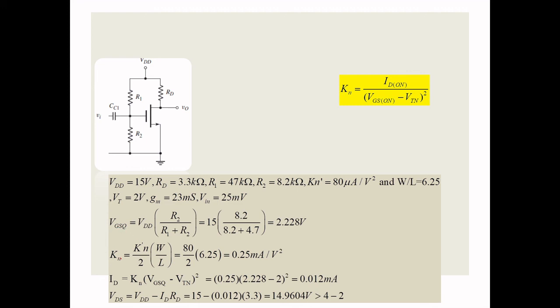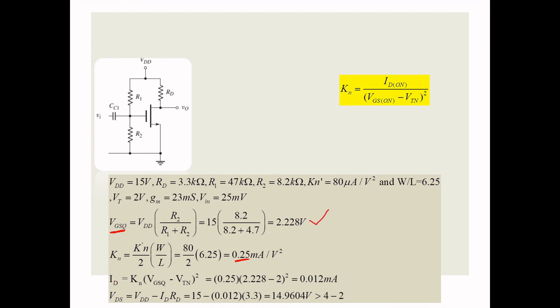So here I want to calculate Kn. How do you calculate Kn? K dash n is given. You know the formula, K dash n by 2 times W by L. Say 80 by 2 times W by L, which is 6.25. You will get 0.25. Then you want to find VGSQ. What is the procedure? VDD into R2 divided by R1 plus R2. So you will get 2.2283.